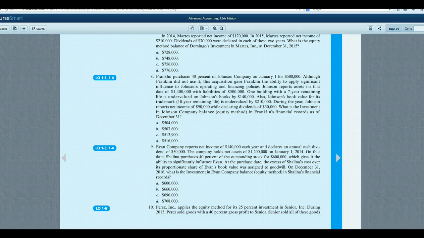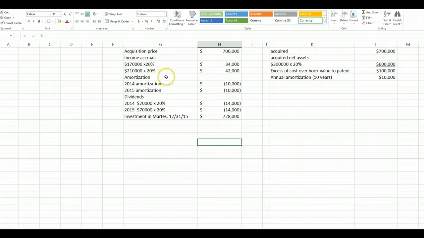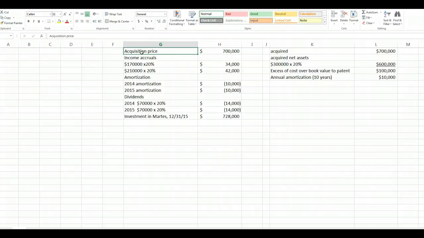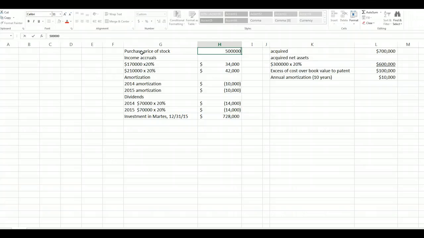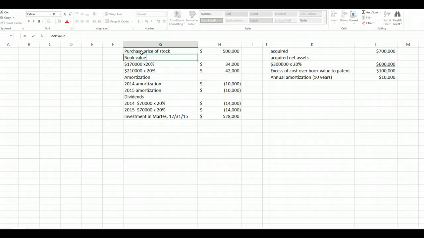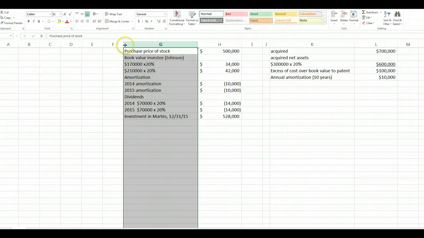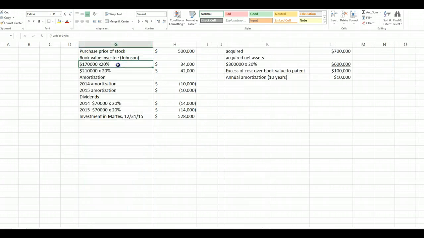So how are we going to construct this? Let's go back to how we initially started it. We purchased for $500,000, right? Now, the book value of the investee, of Johnson, is going to be $900,000 times 40%, right? Isn't it worth $900,000 for the book value?